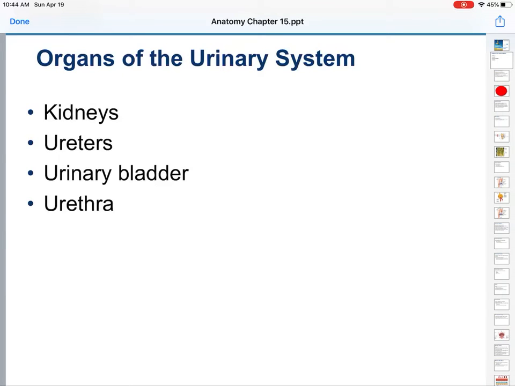There are 4 different parts of the urinary system. We're only going to focus on one today. The 4 different parts are kidneys, where the filtration happens. Ureters take what's been filtered out down to the bladder, which then, when it fills up, squeezes and kicks things out of the body through the urethra.